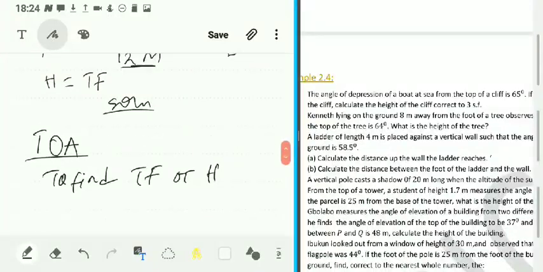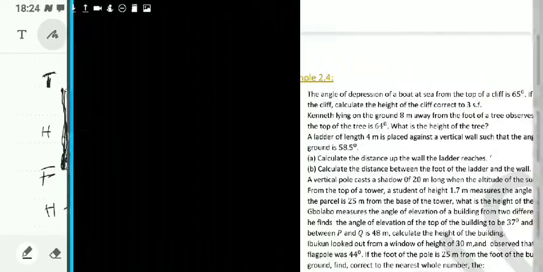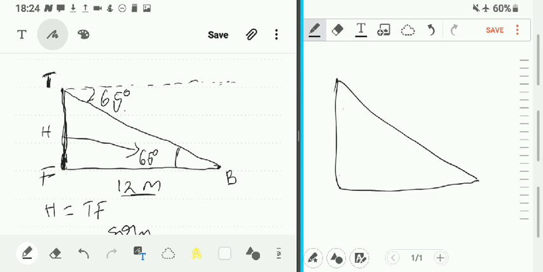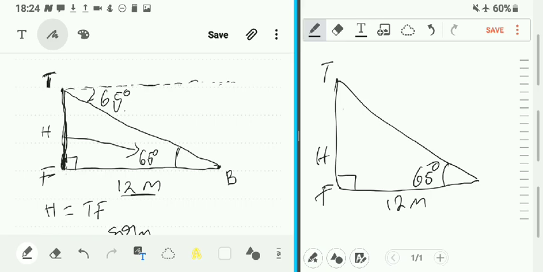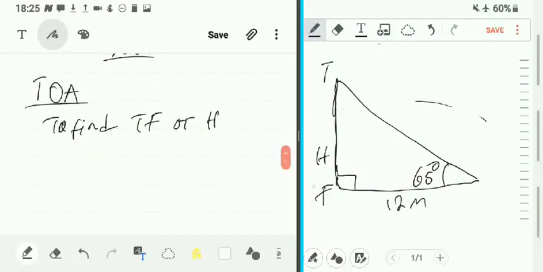Okay, I think I'll still need to be dragging this thing to other places. So this is what we have. 65 degrees here. T, F, H. I'm only naming the important sides here, so I'm not putting all of these. This is just what we need. So let's solve. We want to find this TF.